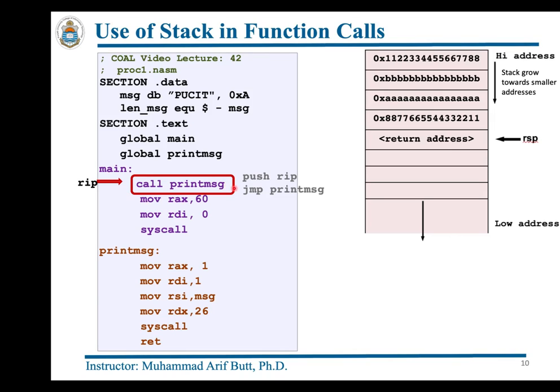After this, the control will be transferred to the first instruction of the called function, that is the first instruction of move like this. The control will shift over here and the function print message will execute its instructions one after another, and these are actually placing the arguments inside different registers and then making the write system call to display the string PUCIT, this message on the screen. And after that this ret instruction will execute.